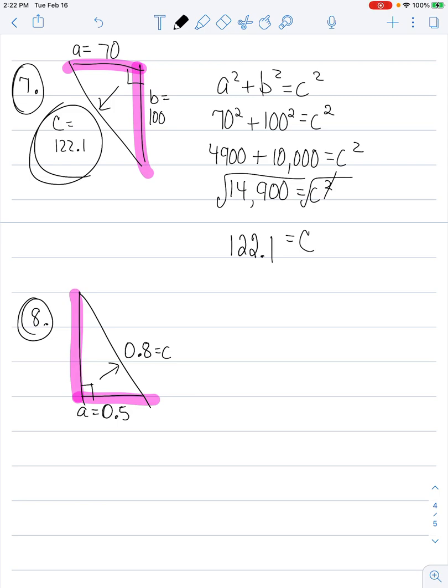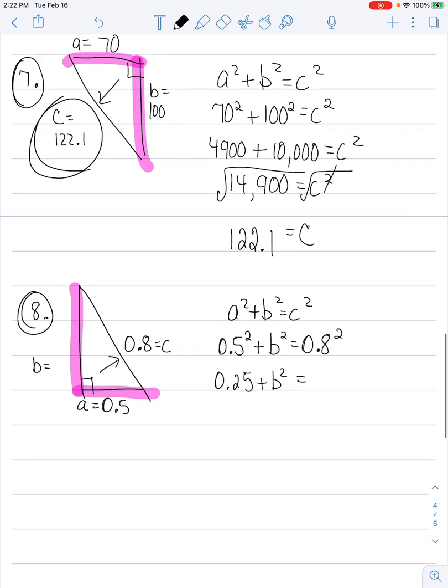The other one can be A or B. I always choose A. So now I'll write my Pythagorean theorem. A, we said, is 0.5 squared plus b squared equals c, which was 0.8 squared. So in your calculator, 0.5 times 0.5 gives you 0.25, plus b squared, that's what I want, b, my missing leg side, or leg length, and 0.8 times 0.8, do that on the calculator, is 0.64.